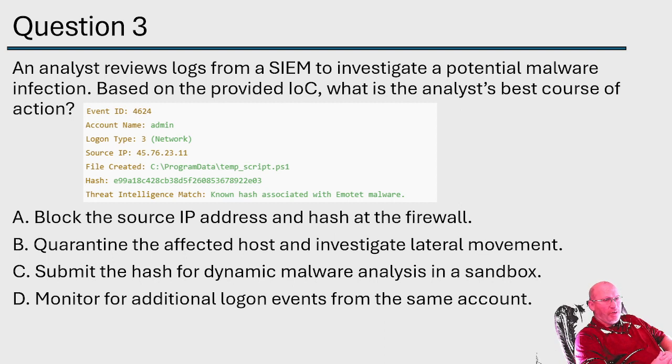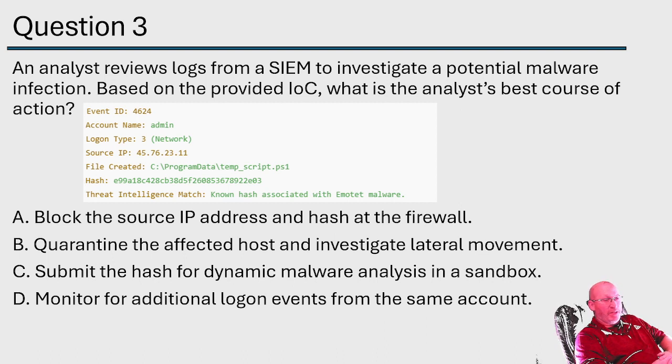D, monitor for additional logon events from the same account. It's an admin account. Obviously, the username and password were compromised, so we should require an automatic password reset. But I'm not seeing that. It's saying monitor it? Okay, what's the question? It says, based on the provided indicator of compromise, what is the analyst's best course of action? I would reset the password. That would be my number one thing to do. But that's not even an option. It just says monitor. So D is out the window.